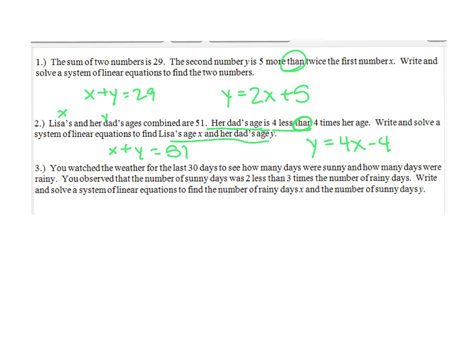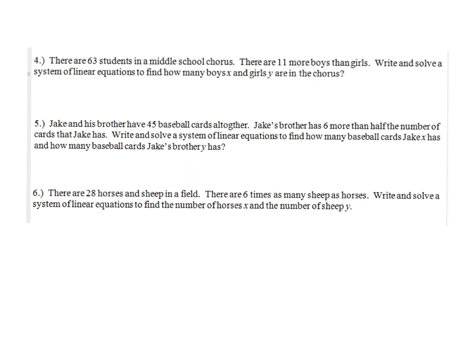You watched the weather to see if there were rainy days and sunny days. Sorry about that. X is rainy days, sunny days is y. So we know that x plus y gave us 30. And here we go. The number of sunny days was, is equal to, 2 less than, so that then switches it around. So it's something minus 2, 3 times the number of rainy days, which is x, so 3x. Again, pause the video and see how you do.